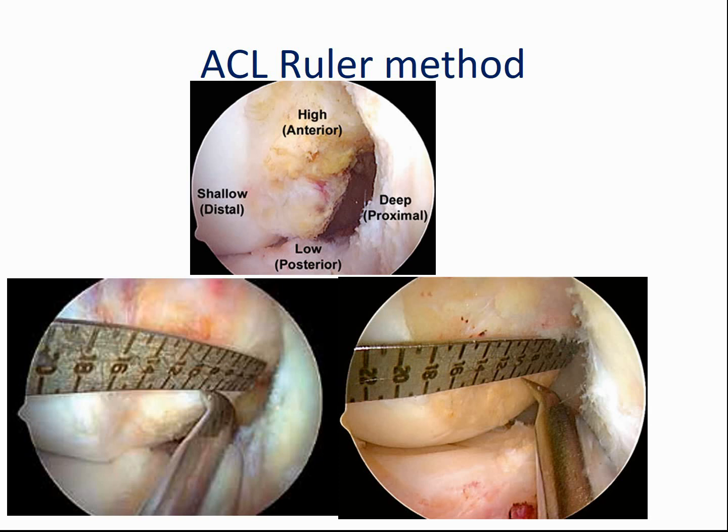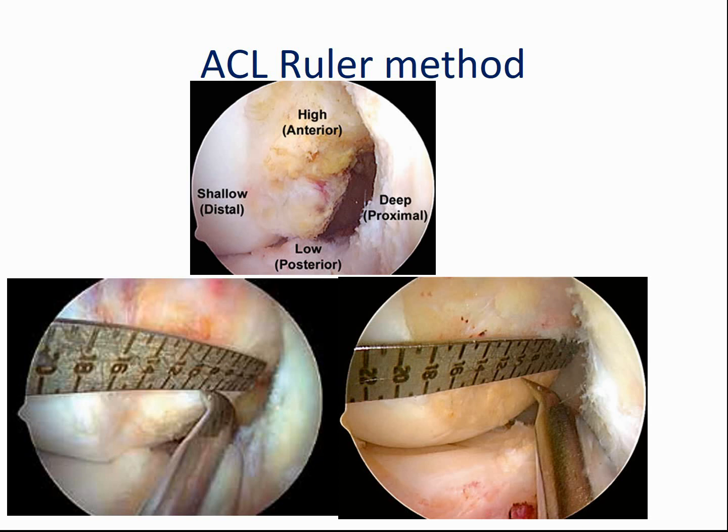To mark the center of the femoral ACL footprint with the use of the ACL ruler, the first thing we have to do is to slide the ACL ruler along the lateral wall of the notch until the tip of the ruler contacts the proximal margin of the articular cartilage. This will accurately align the ruler at the correct starting point, and the length of the side wall of the notch is measured to the point where the ACL ruler touches the shallow margin of the articular cartilage.